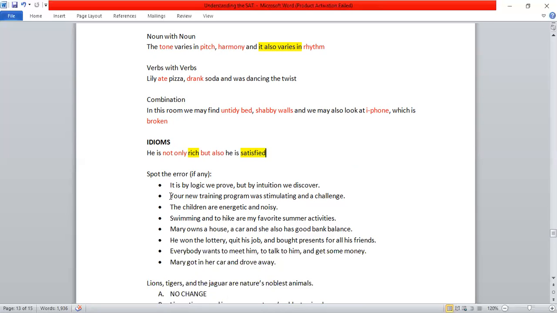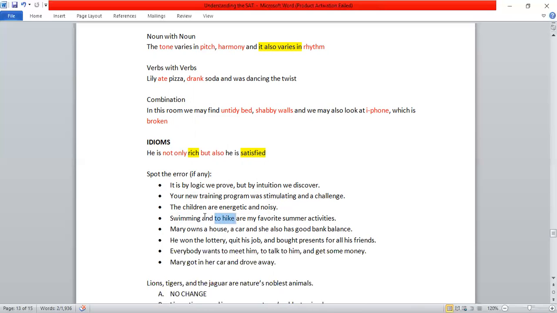Let's look at the next one. Your new training program was stimulating. So your program was what? A and B. Stimulating and a challenge? No. It needs to be stimulating and challenging. Both things should be parallel. The children are two things, energetic and noisy. Absolutely correct. They are A and B, nothing in between. So as it is. Swimming and to hike are my favorite activities. So I have two favorite activities, swimming and to hike.